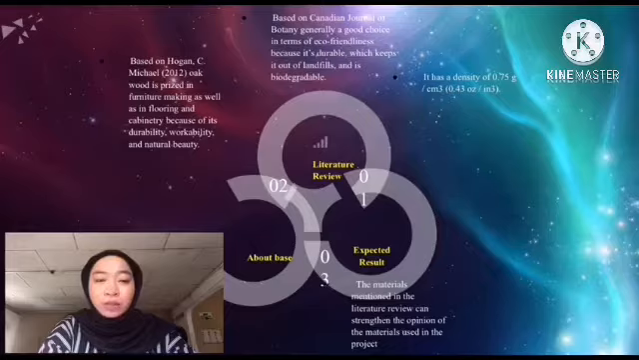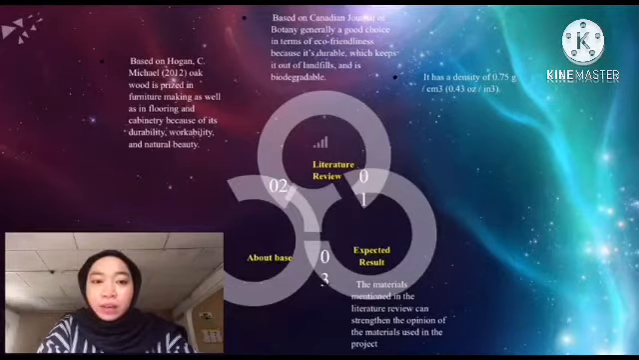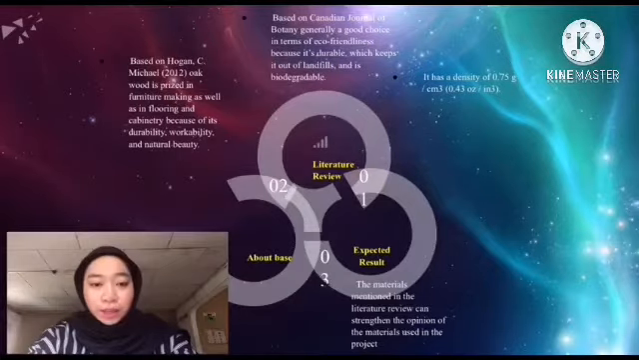Based on Hogan C. Michael 2012, oak wood is prized in furniture making as well as in flooring and cabinetry because of its durability, workability, and natural beauty. Next, based on Canadian Journal of Botany, generally, a good choice in terms of eco-friendly lines because it's durable, which keeps it out of landfill, and it's biodegradable. So it also has a good density. That's why we use it. So for the expected result, the materials mentioned in the literature review can strengthen the opinion of the material used in the project.